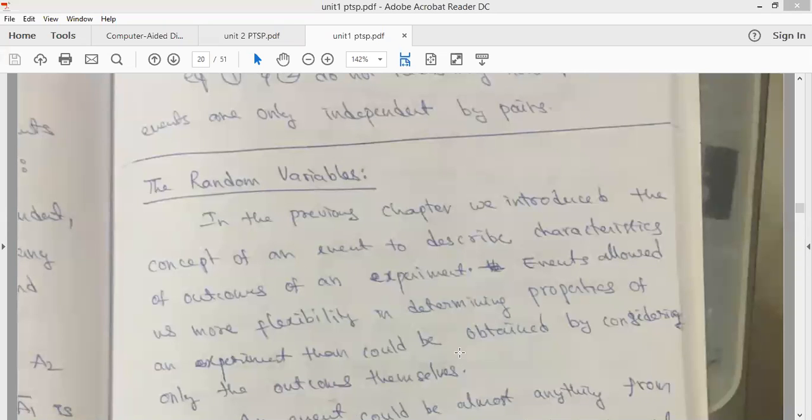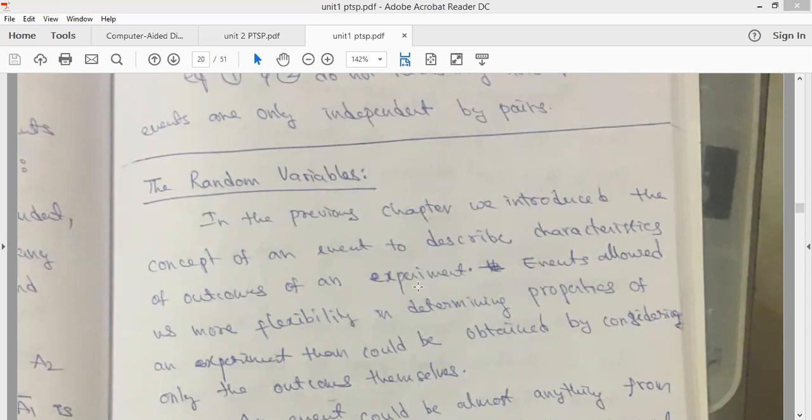So in the previous class, we discussed what the sample space and the event are. Whenever we conduct an experiment, all possible outcomes are in the sample space. If you are interested in some of the outcomes, those outcomes will be placed in the events. So events will be subsets of the sample space. We also discussed that events describe the characteristics of the outcome of the experiment.